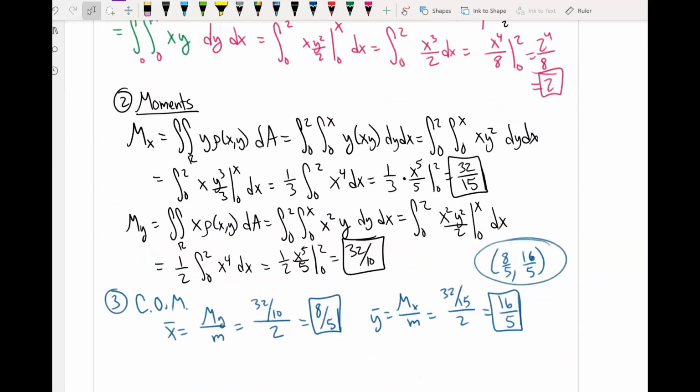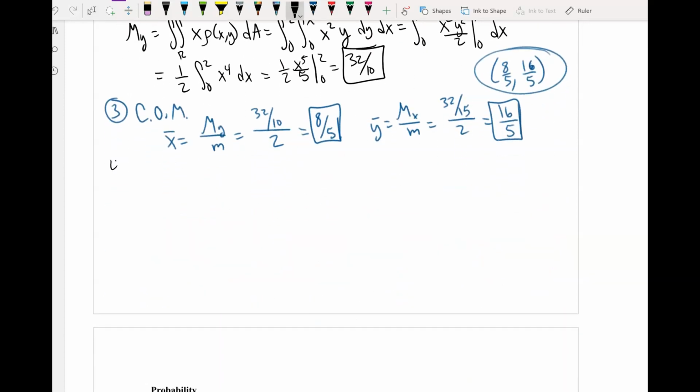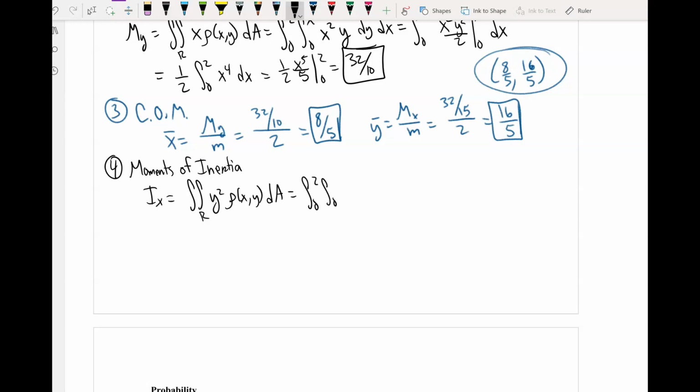Now we want to find the moments of inertia. Okay, so the moments of inertia, that's going to be I sub x, so that's the one with the squared. So the integral over the region R, so that's going to be y squared rho xy dA. The setup itself is going to be the same, but notice that this time, because rho is xy, you're going to get xy cubed dy dx. And you can do this one on your own. You're going to see that this gives me 8/3.